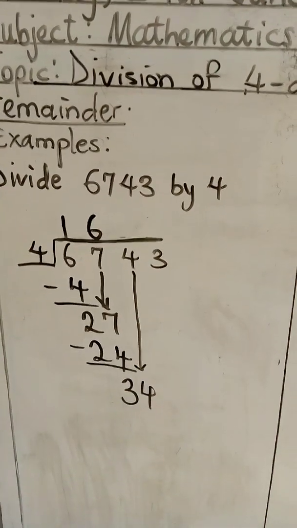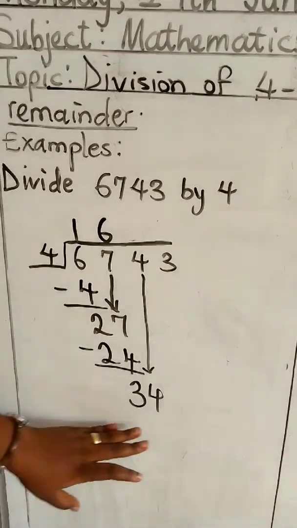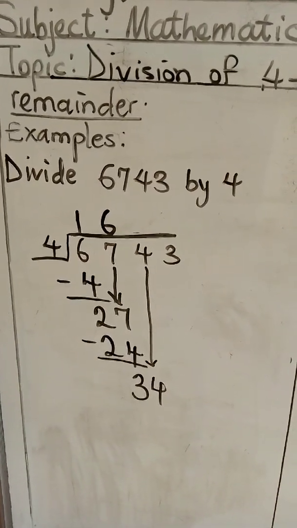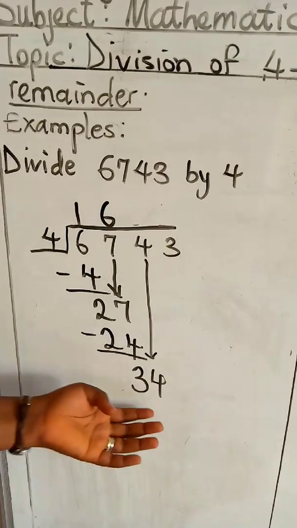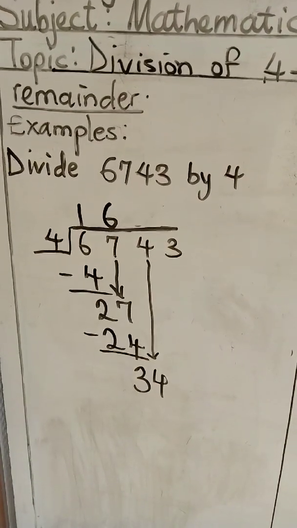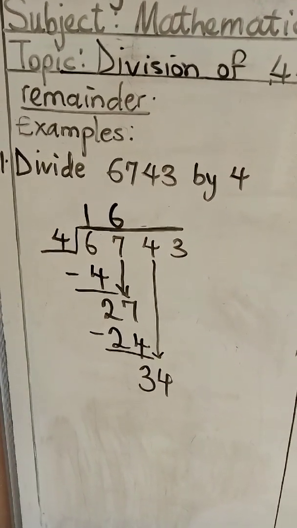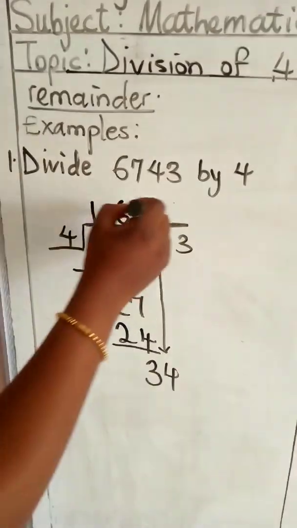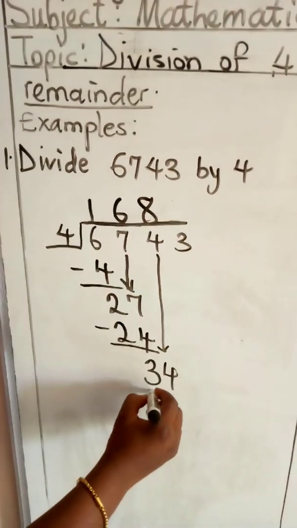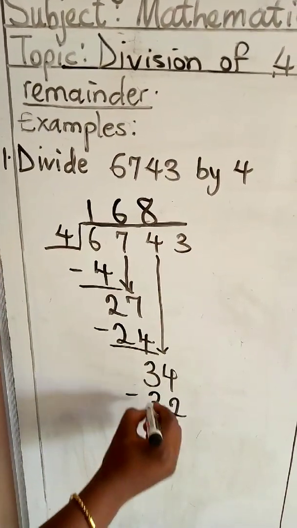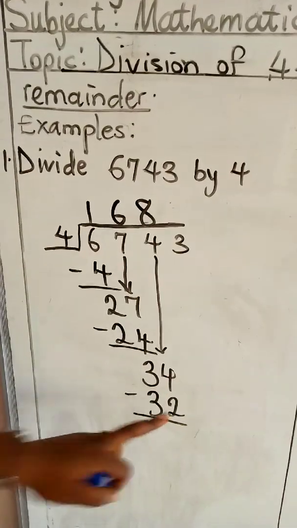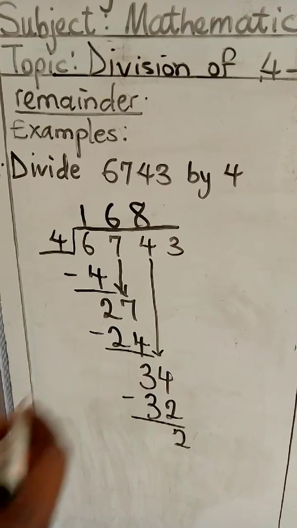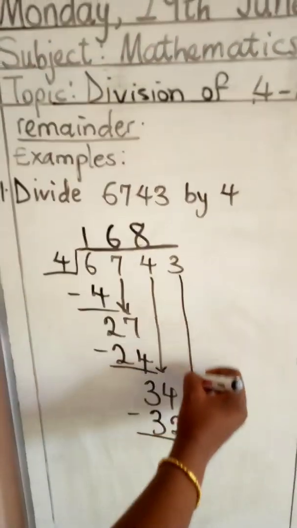And you ask yourself again, how many 4 can I get in 34? Using your multiplication table, 4 times table. Okay? 4 times what will give me 34, or a number close to 34. 4 times what? 7? No. 4 times 8. Beautiful. 4 times 8 will give me 32. So you subtract. 4 take away 2 will get what? 2. Now remember, we still have our last digit, so you bring it down.